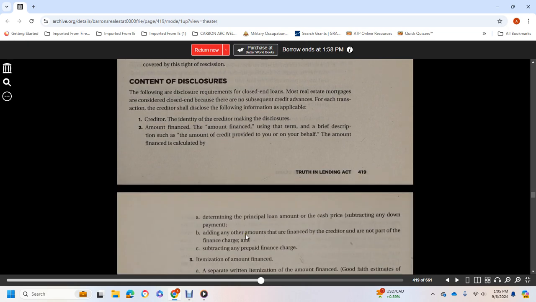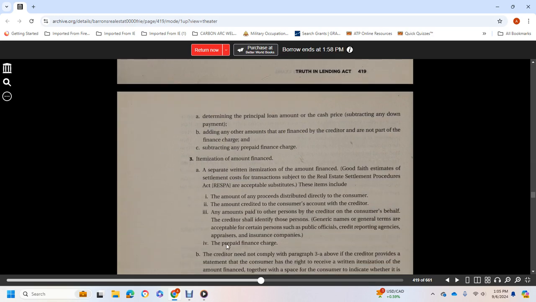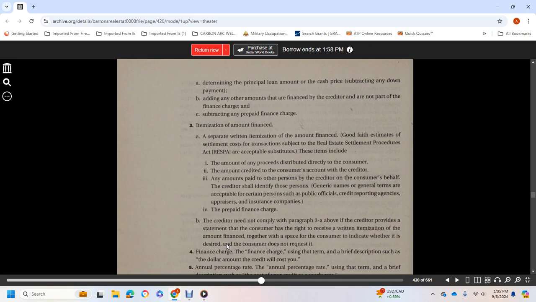The amount financed is calculated by determining the principal loan amount or cash price, subtracting any down payment, adding other amounts financed by the creditor that are not part of the finance charge, and subtracting any prepaid finance charge. Itemization of the amount financed: a separate good faith estimate of settlement costs of the transaction, under the Real Estate Settlement Procedures Act, is acceptable to substitute. The items include the amount distributed directly to the consumer, the amount credited to the consumer's account with the creditor, and the amounts paid to other persons by the creditor on the consumer's behalf. The creditor shall identify the payee.